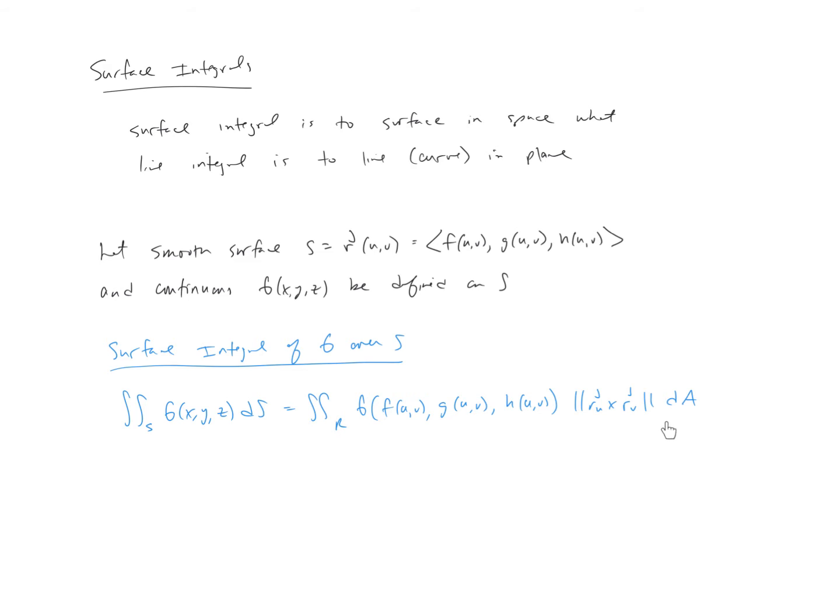And we're going to define it very similar to what we might have in the past, where we've got our function g being evaluated now at f of u, v, g of u, v, h of u, v. And then we're multiplying it by the magnitude of the cross product of partial r with respect to u and partial r with respect to v, and that was what we defined as surface area in the past. And then, of course, we have our dA out here because of the double integral now over region R.